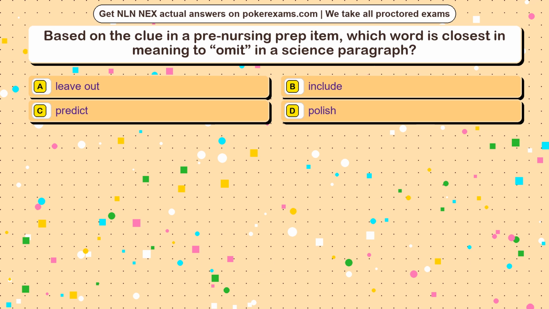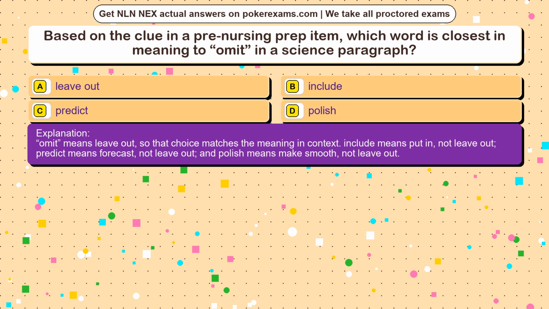The correct answer is option. Omit means leave out, so that choice matches the meaning in context. Include means put in, not leave out. Predict means forecast, not leave out, and polish means make smooth, not leave out.